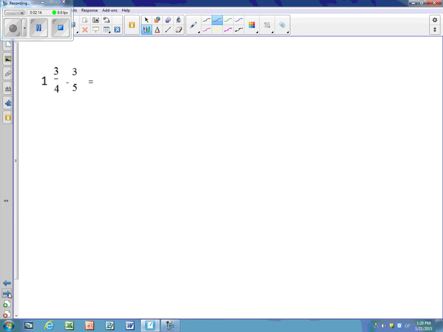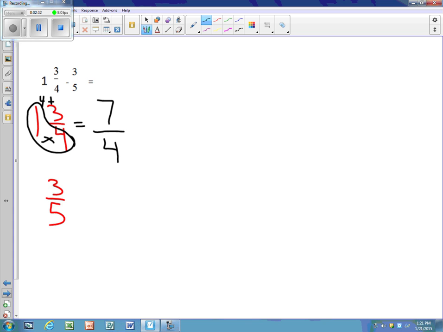Now we get to some mixed numbers, and the difference is, first I'm going to rewrite them vertically, which is the same that we have done. And here's where the difference is. We're going to turn it into an improper fraction first. So 4 times 1 is 4, and then 4 plus 3 is 7. And that's how I get my numerator. The denominator stays the same. I rewrite my other fraction, and now I'm going to find a common denominator.